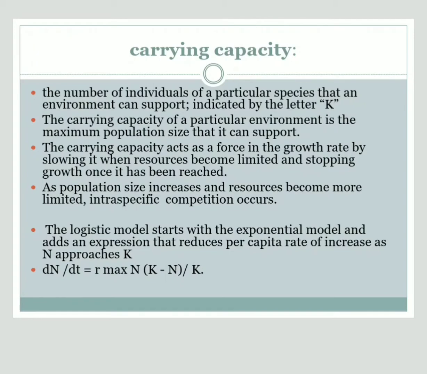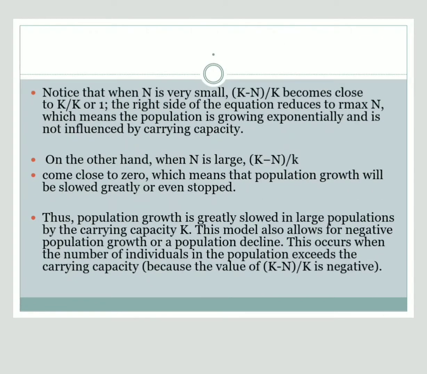So the logistic model starts with the exponential model and adds an expression that reduces the per capita rate of increase as N approaches K. N is the population size, K is the carrying capacity. So dN/dt = r max N (K - N)/K. Here dN is the change in population size, and t is the time.